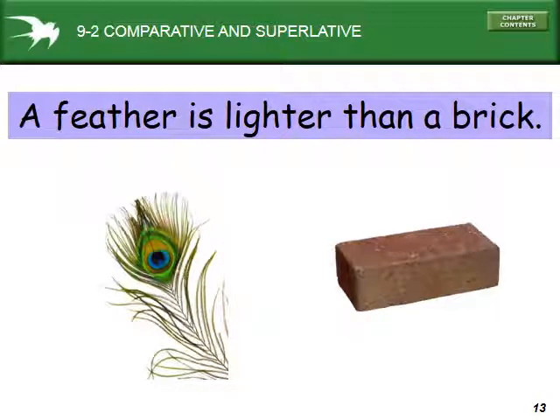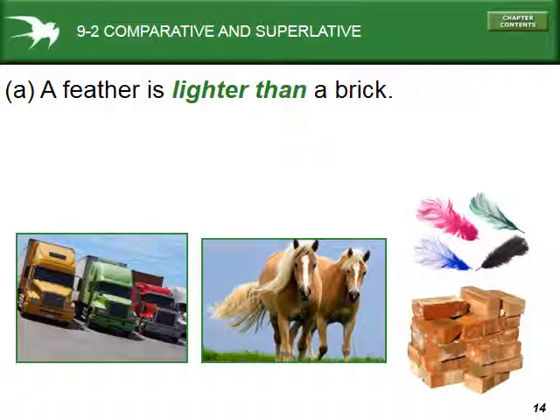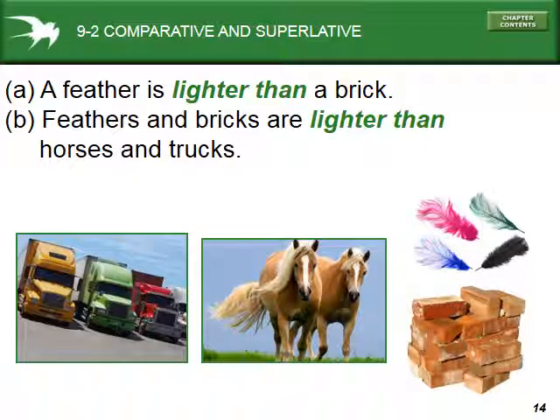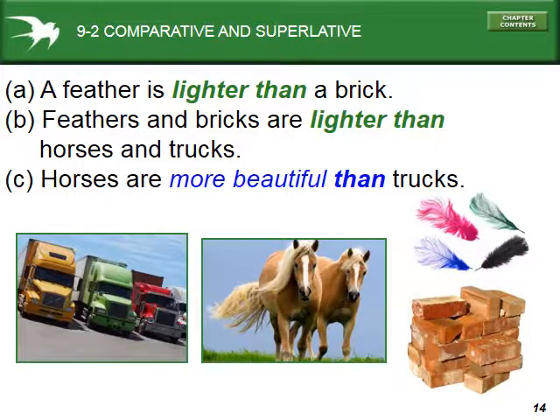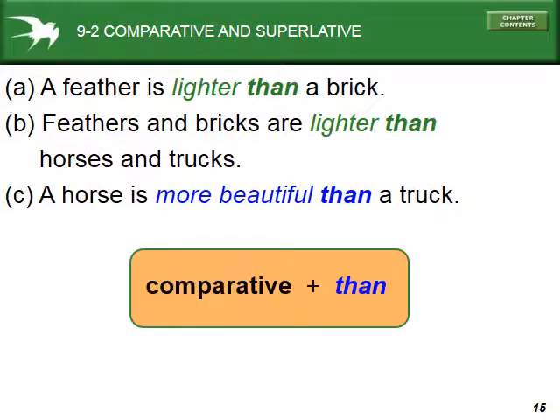So moving on to the next one, this is on page 223. The difference between a comparative and a superlative. Alright, so we have this one. A feather is lighter than a brick. Feathers and bricks are lighter than horses and trucks. Horses are more beautiful than trucks. Okay? Now these are all comparatives. We have two examples of comparatives here. We have lighter than, and we also have more beautiful than. The comparative part of this in the first one is lighter, and in the second one it's more beautiful. But you'll notice that in both cases it's followed by than.